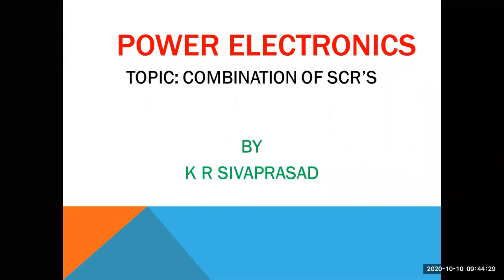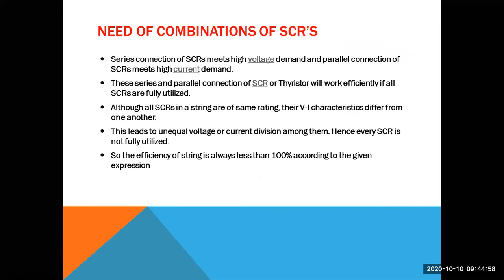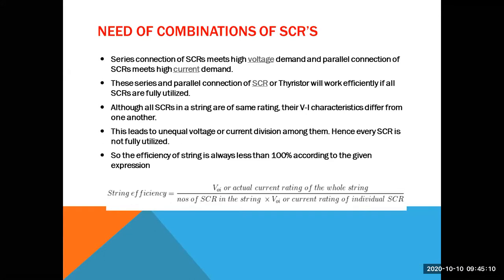Where it can be useful: the combination of SCRs is mainly preferable when there is HVDC transmission, high voltage DC transmission. For that purpose, we need a combination of SCRs to meet high voltage and high currents. So this is a major application of combination of SCRs. Now we will see one by one what is string efficiency. The points which we already discussed, the introduction part, we covered: to meet high voltage demand, we need a series connection, and a parallel connection is required for meeting the high current demand.